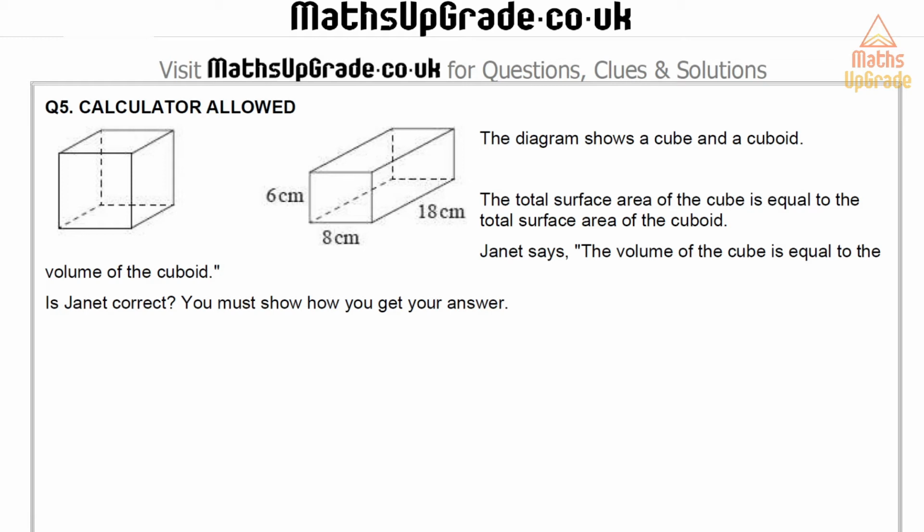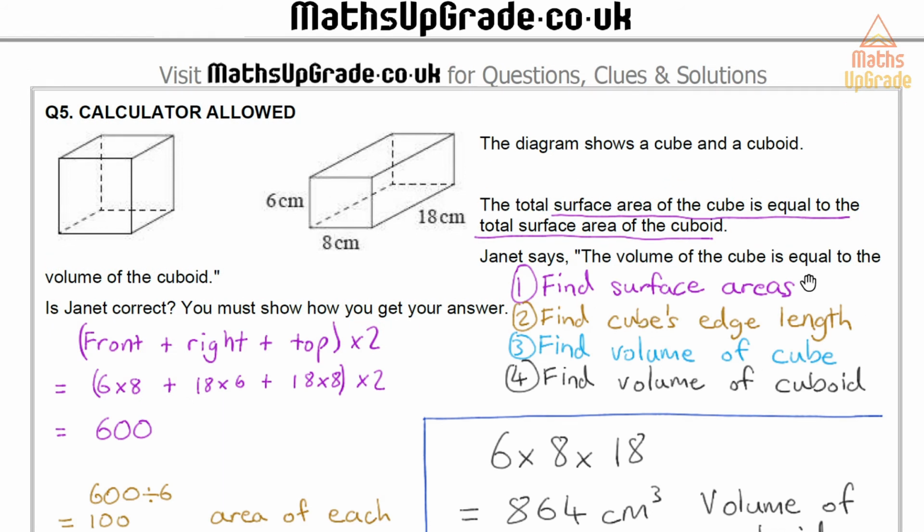The first thing I'm going to do is find the surface areas. Since they're both equal, if we find the surface area of the cuboid, that will be the same as the surface area of the cube. And that's a known fact. Then the second thing I'm going to do is find the cube's edge length from its surface area. When I've got that, I can find the volume of the cube, and then I can compare that with the volume of the cuboid, and then I can state whether Janet is right or wrong. So let's go ahead and do that. So here are the steps I'm going to take.